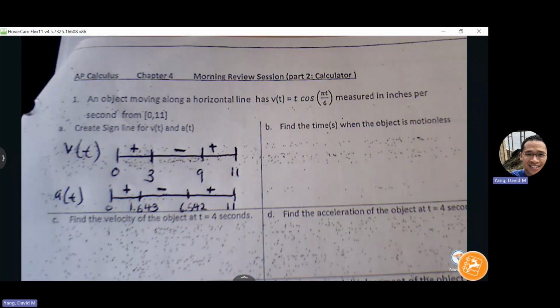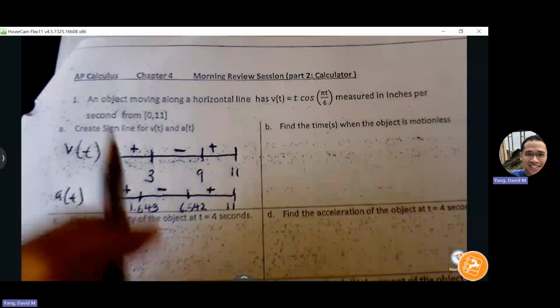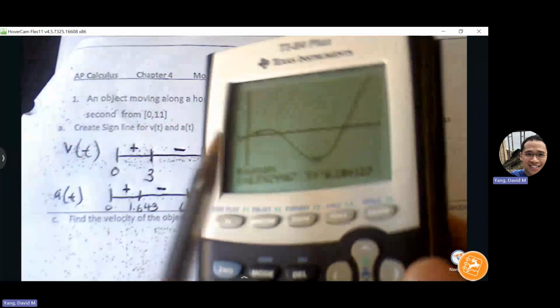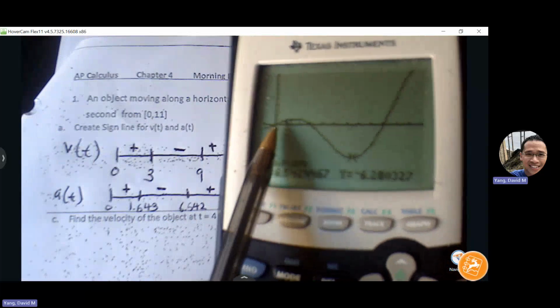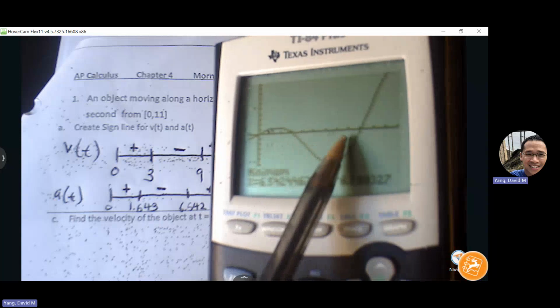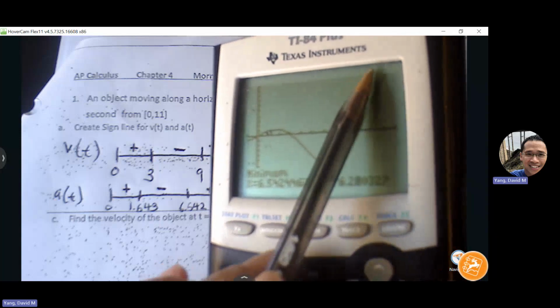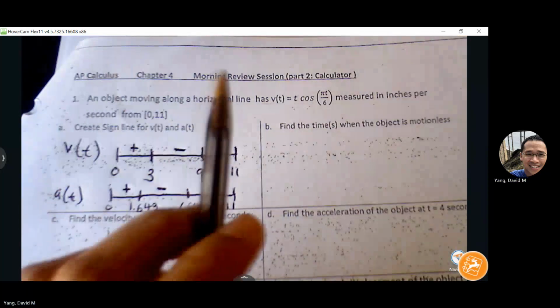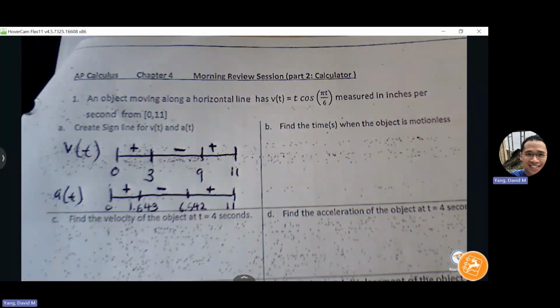Part B, find the times when the object is motionless. So motionless at 3 and 9. There's also one more at 0 because this graph does hit the x-intercept at 0. So 0, 3, and 9, but not 11. 11 is an endpoint, but 11 is all the way up here. It's not an x-intercept. So t equals 0, 3, and 9 because v of t is equal to 0.